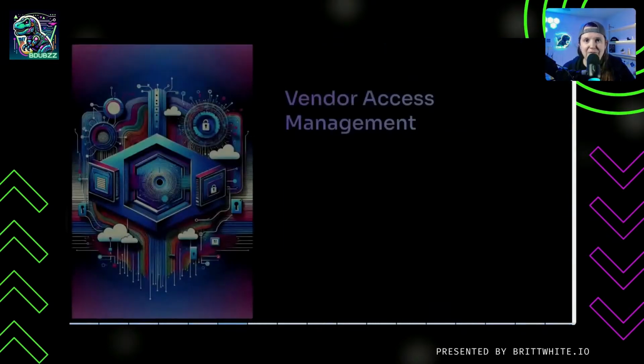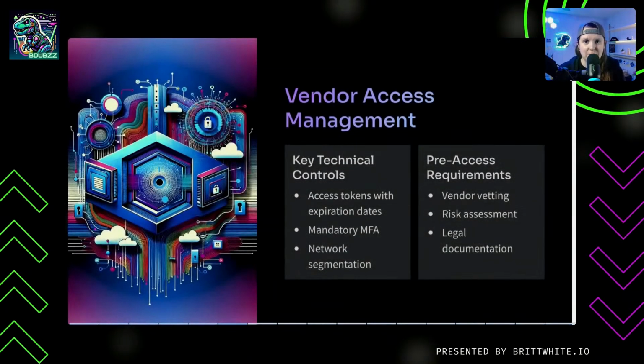Now let's talk about vendors. These are external companies, like IT service providers or supply chain partners, who need access to your systems. They're not employees, so you need to be extra careful. Think of it like letting a contractor into your house. You want to make sure they only go where they're supposed to, and they don't wander into your bedroom. Managing vendor access requires special handling and critical safeguards. Here are the essential technical controls your organization needs.